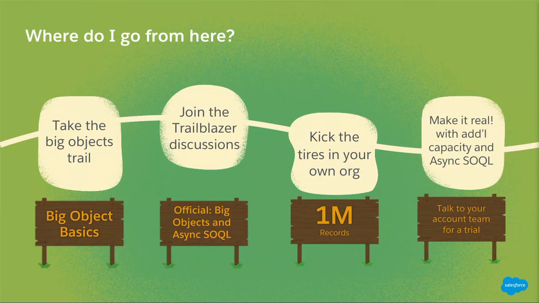As I said, it's in your org. The base allocation is 1 million records that you have to play with. And then, of course, you can expand capacity. We provide the ability to support that. I showed you 1 billion records in this particular demo. So we can expand that and get access to async SOQL.